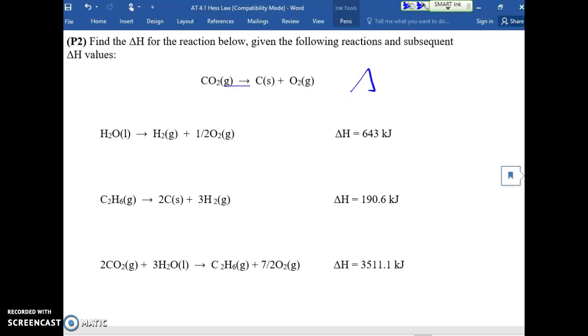We have this reaction. I do not know the delta H for this. I'm going to change these, or maybe leave them the same. And I'm going to then add together these 3 delta H's once I've made some changes. Well, what do I need? I need to have CO2 gas on the reactant side. I need 1 carbon solid on the product side. And I need 1 O2 gas on the product side.